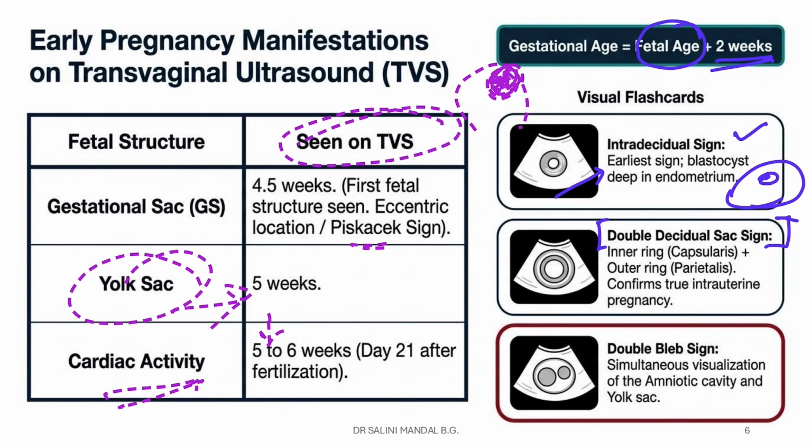Then there is one more. When there is differentiation between the amniotic cavity and the yolk sac, we call it the double bleb sign. Simultaneous visualization of the amniotic cavity and the yolk sac is known as the double bleb sign. So these are the signs which you have to remember: intradecidual sign, double decidual sac sign, and double bleb sign.